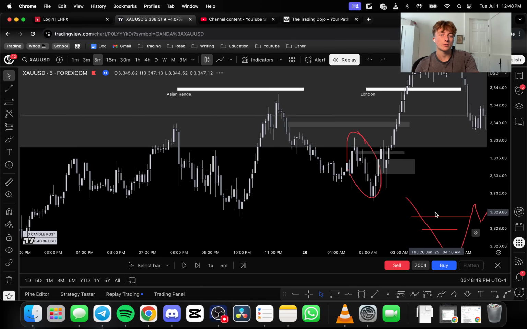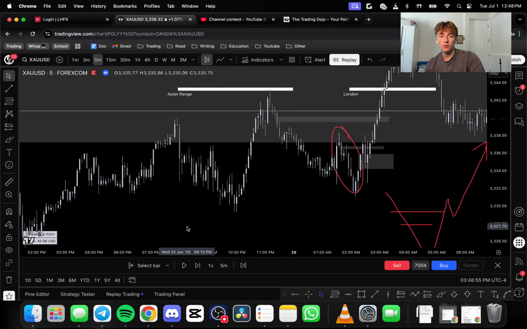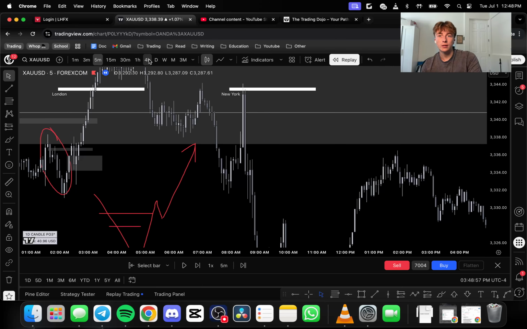This does look like a pretty choppy day though. So we were moving sideways up until London session. And so Asia session obviously didn't start from much lower, so it looks slightly different.